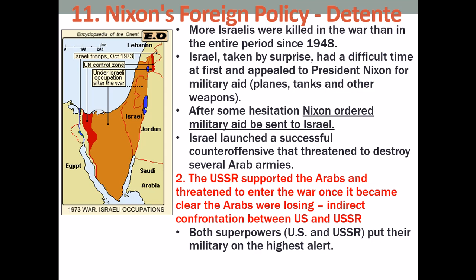So Israel, taken by surprise, appeals to President Nixon, saying, hey, we, Israel, need help from you, the United States: military aid, planes, tanks, other weapons. Nixon hesitates for a second, but decides, okay, yes, we will go on the side of Israel, and we will give them military aid.